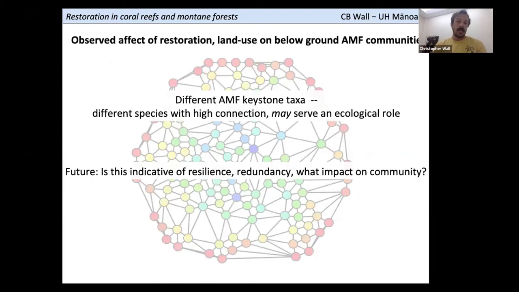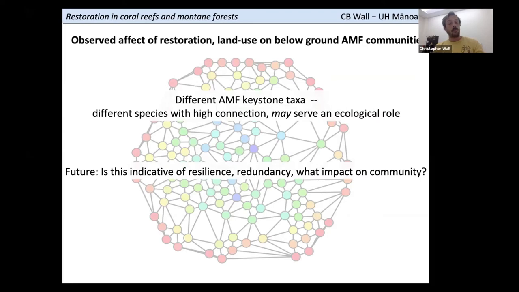And so taking stock here of what we have found: the soil communities had an effect of restoration. There was a land use effect on the below ground communities. We take this as evidence from the different mycorrhizal keystone species that we identified. Although we don't know, and experiments need to validate, what their role might be, we see that when you have a system that should be the same, and you have different microbial species in higher or lower abundance that are shaping networks, it suggests that there's some sort of a difference in how the below ground community is structured, at least as a population or a community.